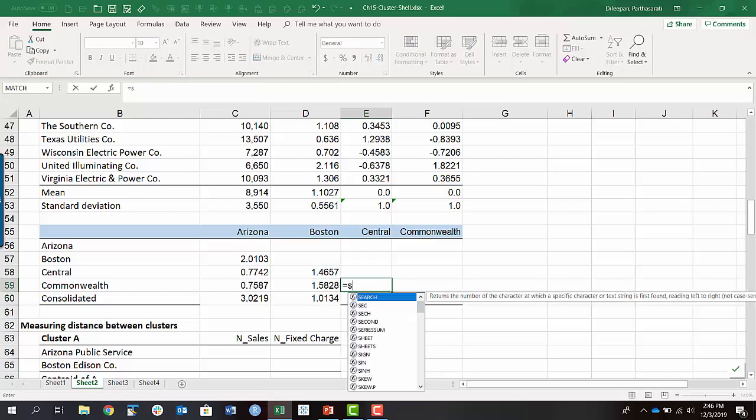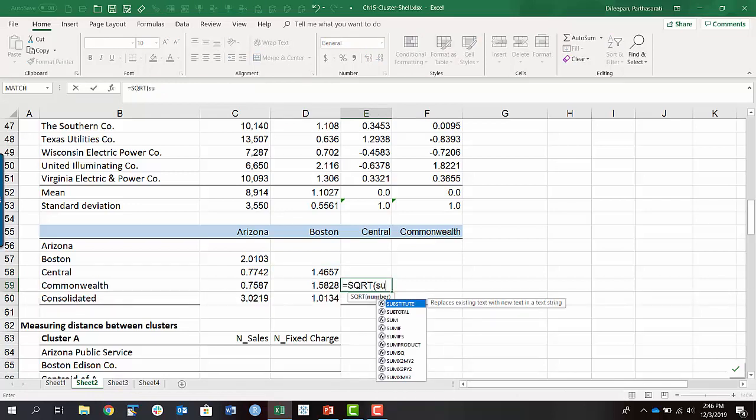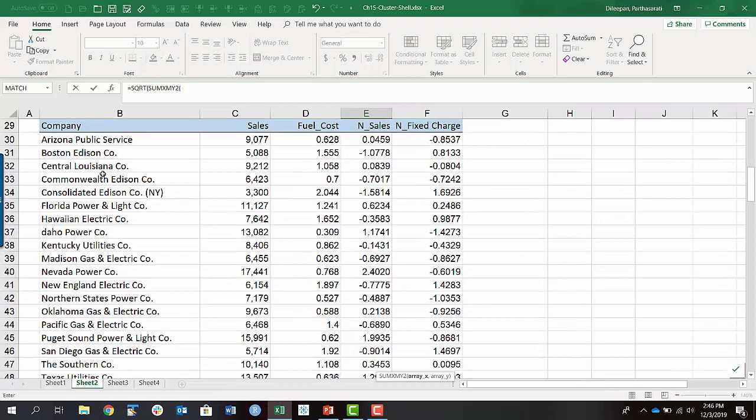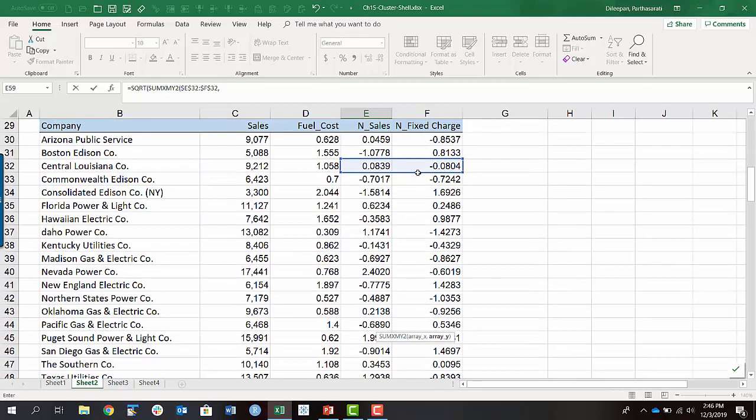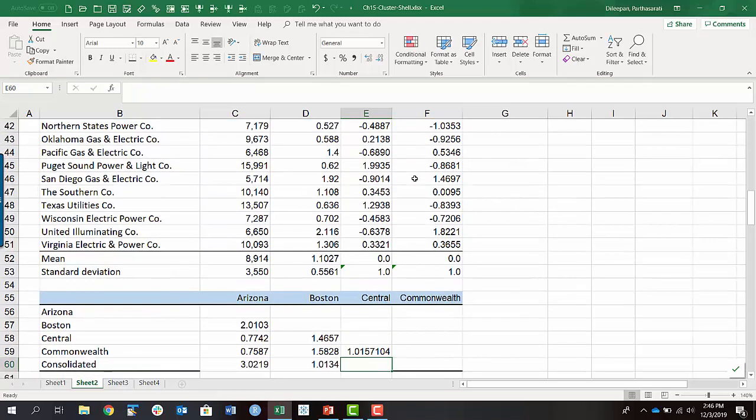And then square root of sum x minus y squared. Now Central, that one, absolute reference that, and then Commonwealth. Okay, and then two right brackets. So now we can copy that down to get the distance, and then the final one.